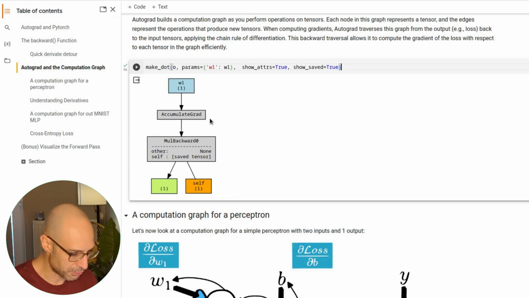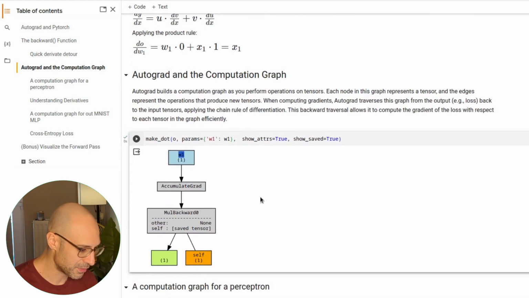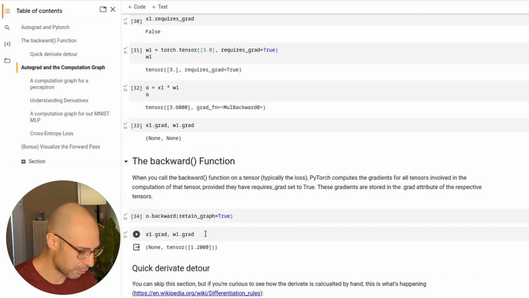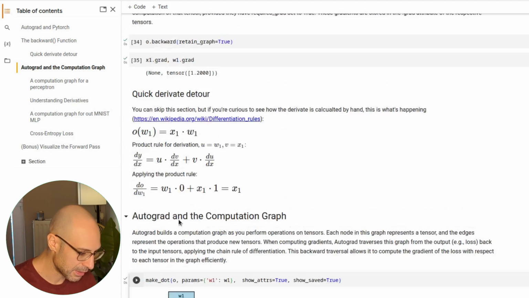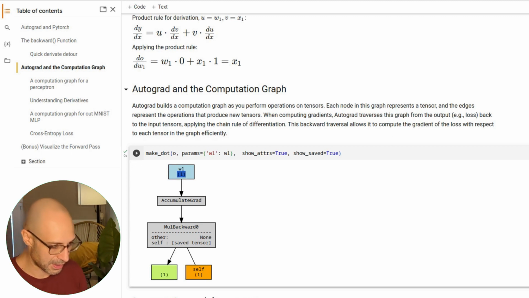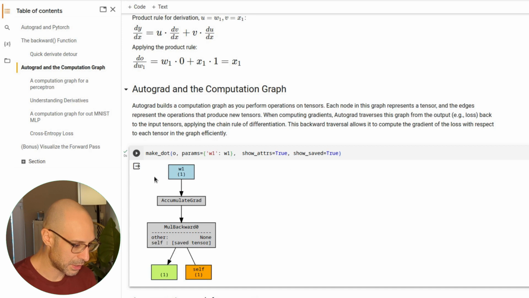It's a little bit difficult to read, but W1 is obviously the parameter which has been multiplied. So you can see here, this is the multiplication operation, and it's been multiplied with a value here, which we're not really tracking the name of, but that value would be x1. And then the output is this one over here. Now, don't be confused by the values in parentheses here. This is just the size of the tensor, not the value itself. So obviously here we're working with one-dimensional tensors because it's a very simple example.